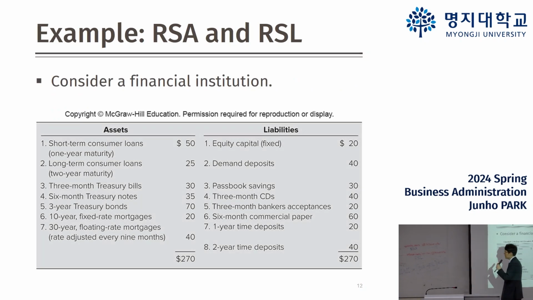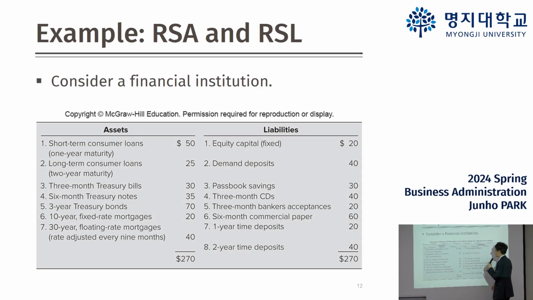And let's look at the liability side. Item number 1, equity capital. These are not liabilities, so we exclude it. These are equity capital, so we don't care about it. Let's start from the second one.